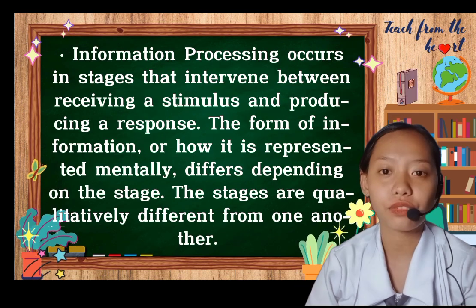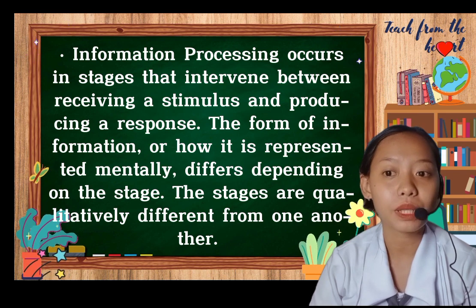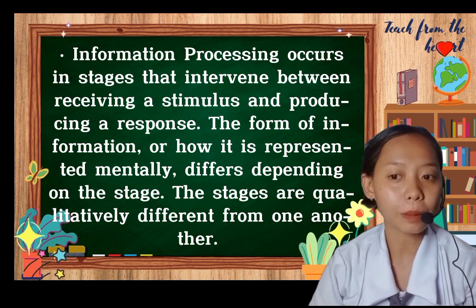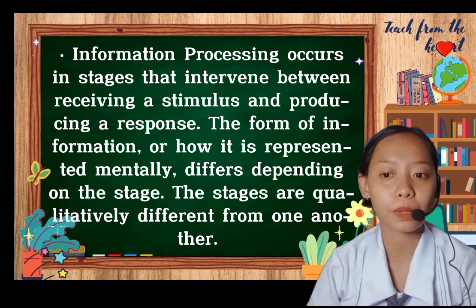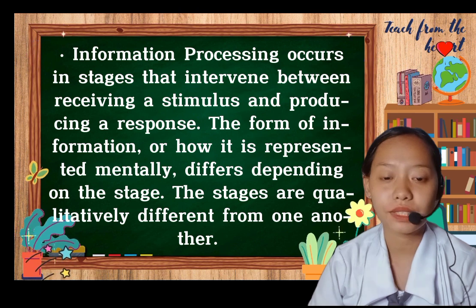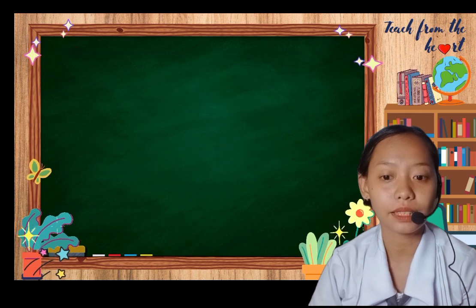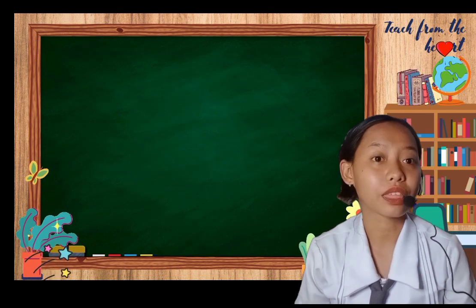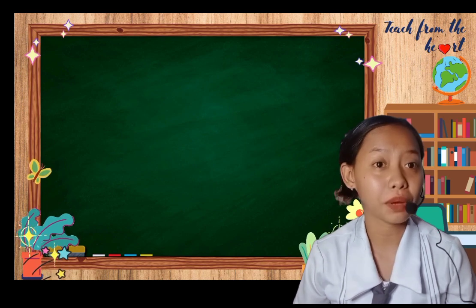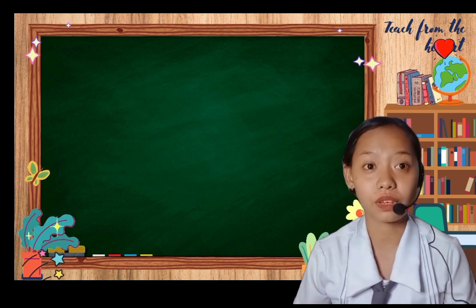So first, information processing occurs in stages that intervene between receiving a stimulus and producing a response. The form of information, or how it is represented mentally, differs depending on the stage. The stages are qualitatively different from one another. So, this theory depends on stages, on how to receive information or a stimulus, and also on how to respond to the given information.